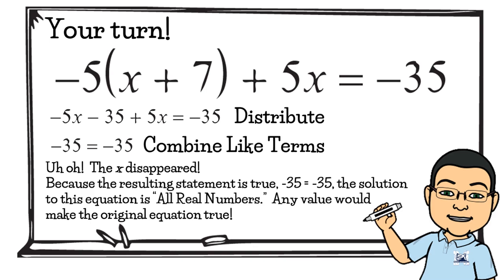Any value would make the original equation true. You could substitute any number in and it would work. So because the result was true, we can say that all real numbers would satisfy this equation.